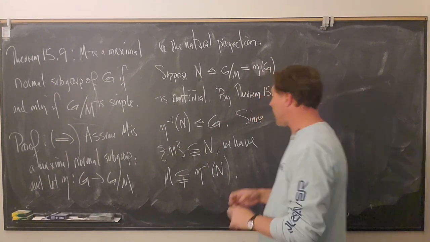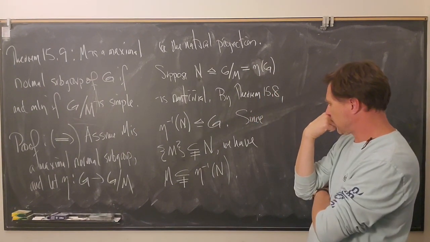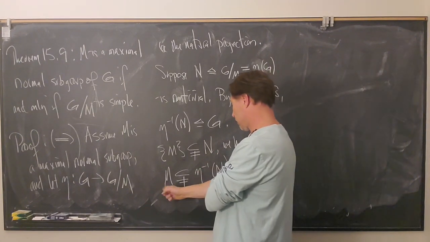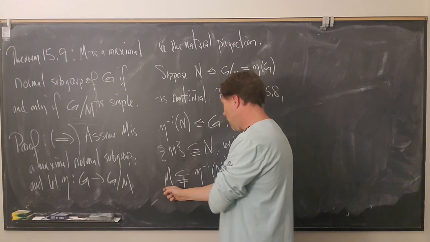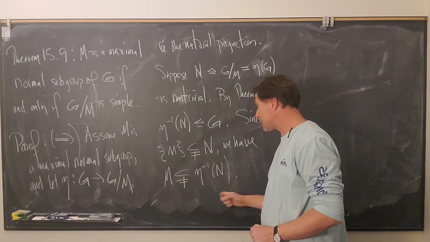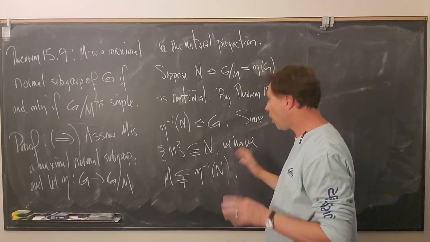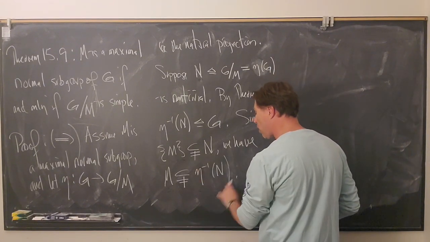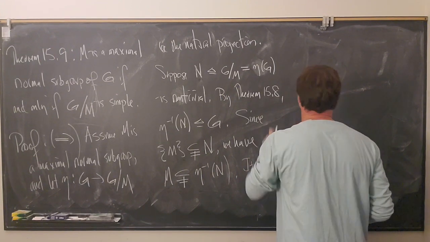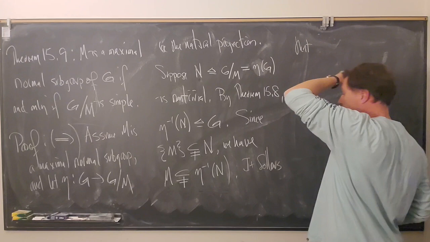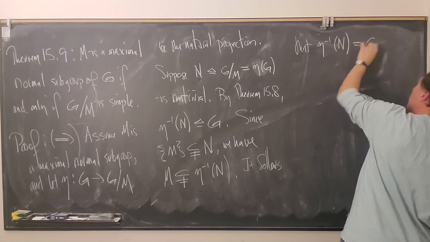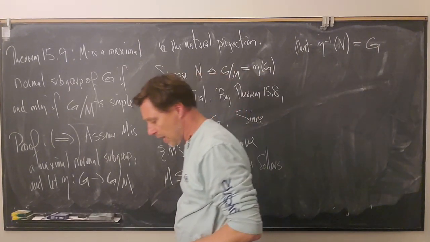Okay, so now what do we know about this? M is a maximal normal subgroup. So the only way that we can have this situation where M is properly contained inside this normal subgroup right here is for this to be all of G. So it follows that the inverse image of N is equal to G.